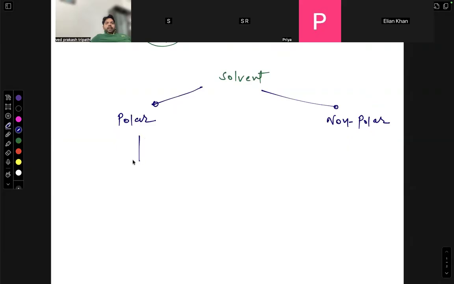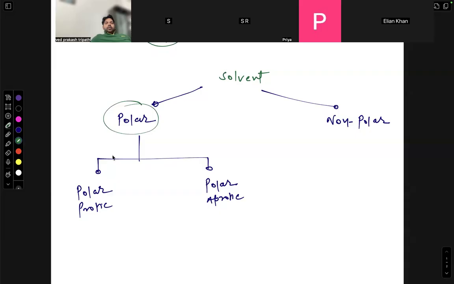Now polar is divided into two categories: polar protic and polar aprotic. In reaction mechanism, polar solvent is more important, especially the categories of polar protic and polar aprotic. Non-polar is not important, okay?